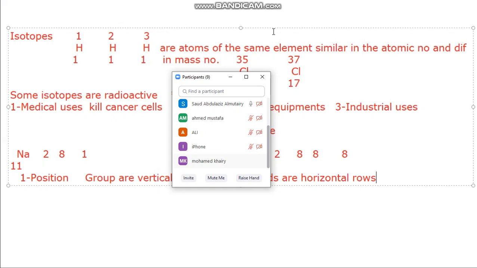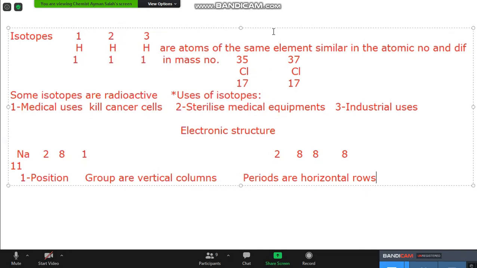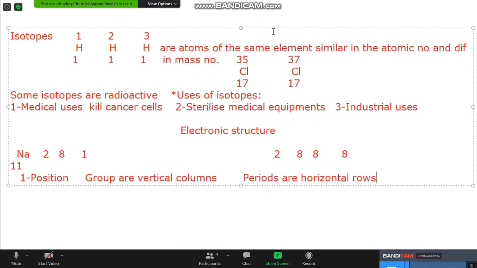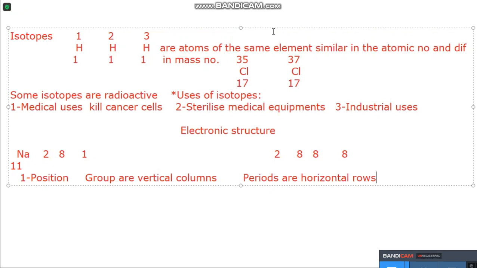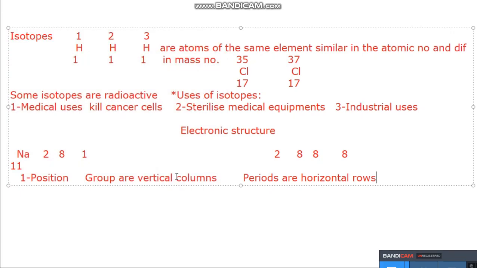If you look at page 23, we have lithium and sodium. Lithium and sodium are in the same column. This column is called a group. They are in the same group. So groups are vertical columns. We have lithium and sodium in the same group. Beryllium and magnesium, Be and Mg, are in the same group, and so on. So these are called groups. But we have horizontal rows, like lithium, beryllium, boron, carbon. These are called periods.